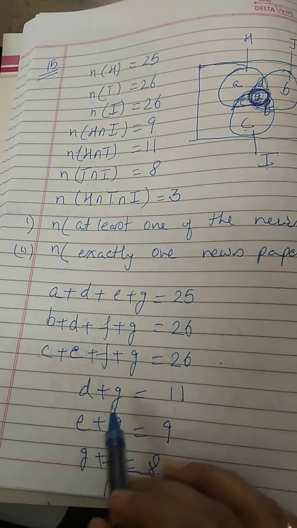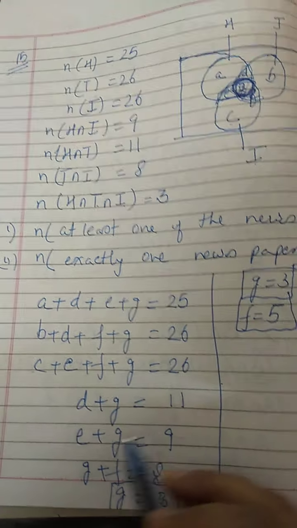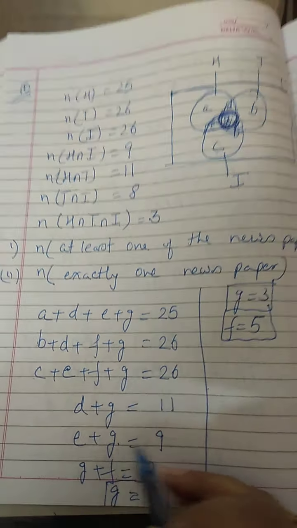Let us box it. If I put G as 3 here, the value of F will be 8 minus 3. It will become 5. So the value of F is 5. If I put the value of G as 3 here, the value of E will be 9 minus 3. That means E is 6. Right? These three values we got. Now, if I put the value of G as 3 here, 11 minus 3 is 8. So the value of D will be 8. D is also calculated.